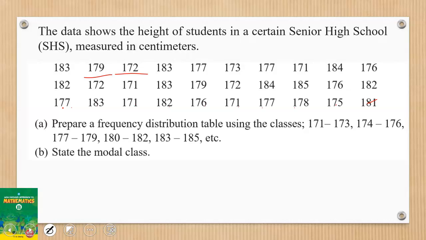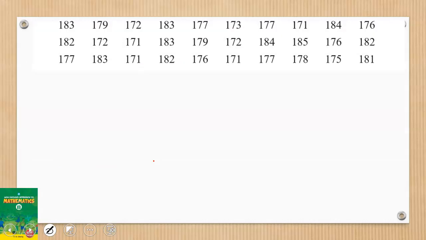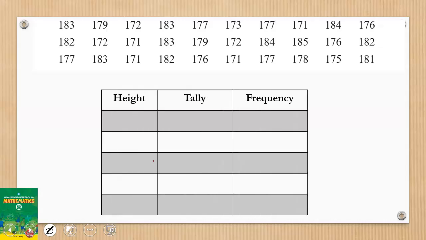Now we have to prepare a frequency distribution table using the classes from 171 to 173, from 174 to 176. I'm sure you remember when we were with basic 7, we did something about class intervals and the frequency table, the frequency, the tally, and so on. Now, in addition to that, we are supposed to state the modal class. Okay, now let's see how we can do this. Because it's raw data, we need to bring our table, and then the question gave us the class intervals. So let me list all the class intervals given. Now we are going to fill in the table using the data that we have.